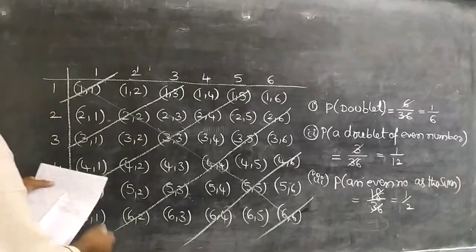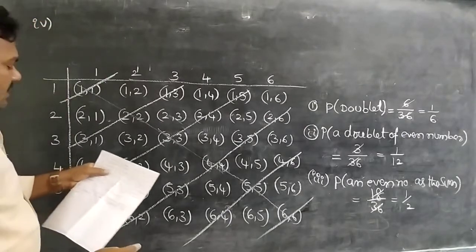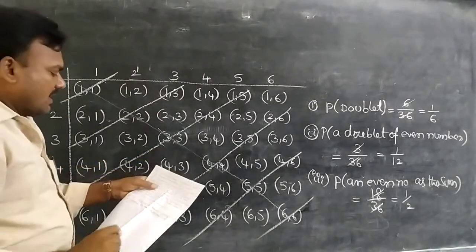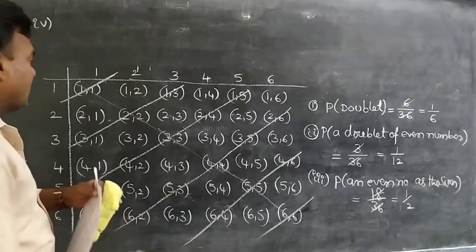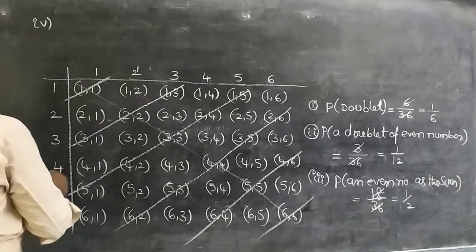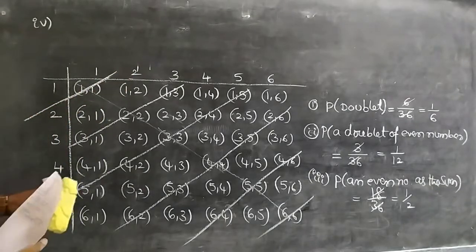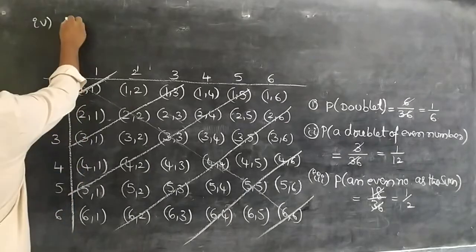Next, the fourth one, friends. What is asked? Observe carefully. The sum is a prime number. Here, 1 plus 1 is 2. Is 2 a prime number or not? Yes, it is a prime number. First, we write down the square.